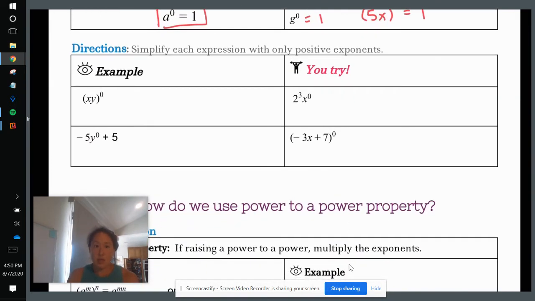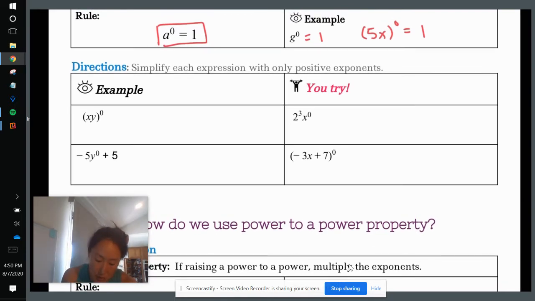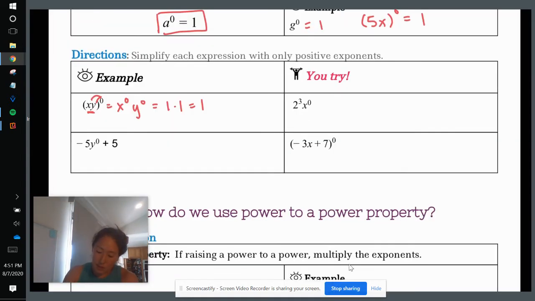All right, so simplify each expression with only positive exponents. So 2 numbers on the inside. So this, I can rewrite this as x to the 0, y to the 0. What's anything to the 0 power? I get 1 times 1, which is 1. That's it. Or this whole base inside the parentheses raised to the 0 power is just going to give me 1. Okay.